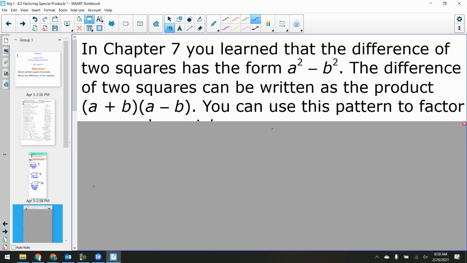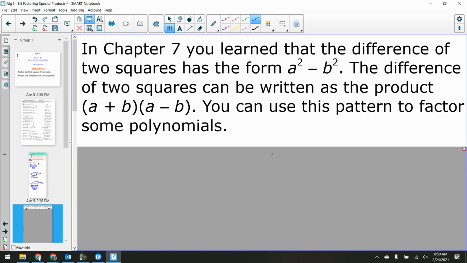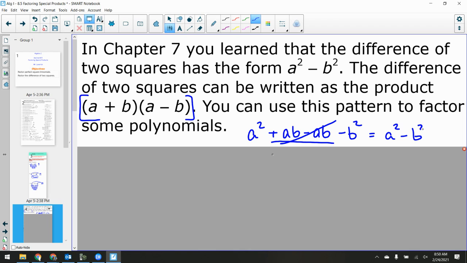You know, back in chapter 7, we learned how to multiply something that looked like this. This was a very special case, and when we FOIL that, we would get a squared plus ab minus ab minus b squared. Now, what happened with my middle term then? Oh, well, it canceled out. So that must mean that would have ended up being a squared minus b squared.